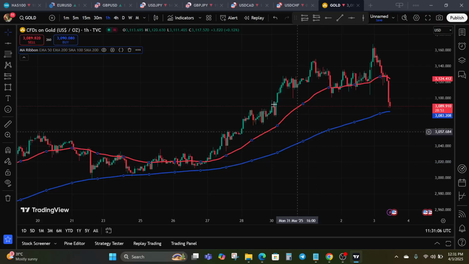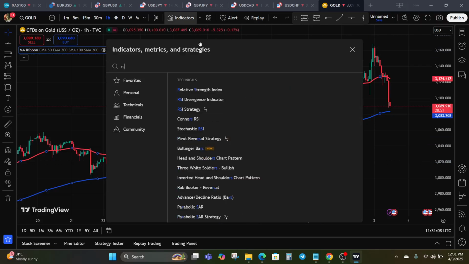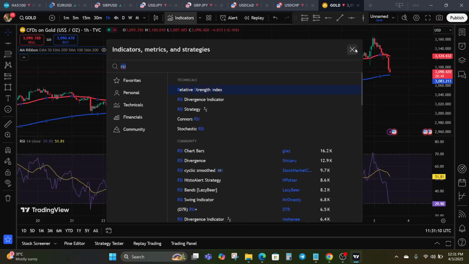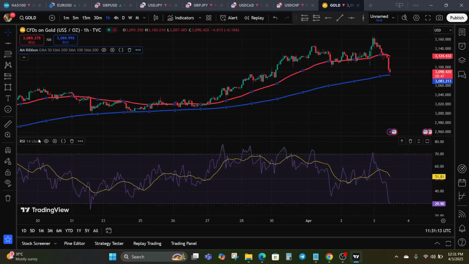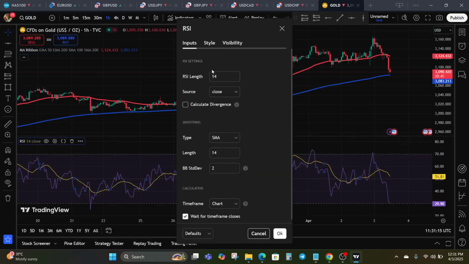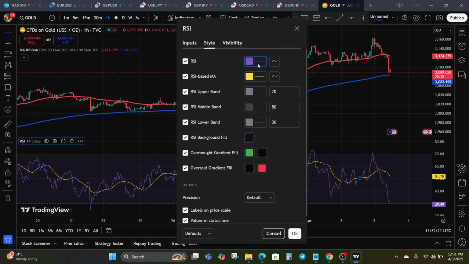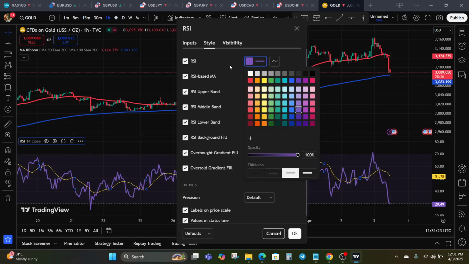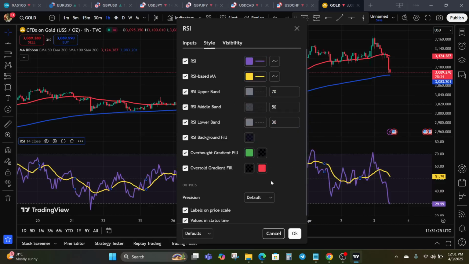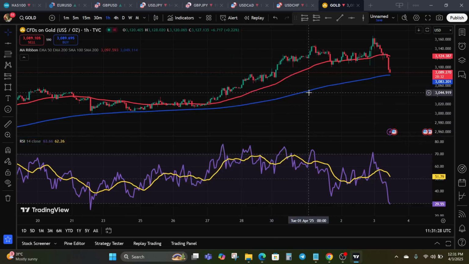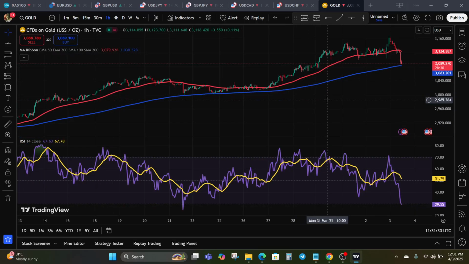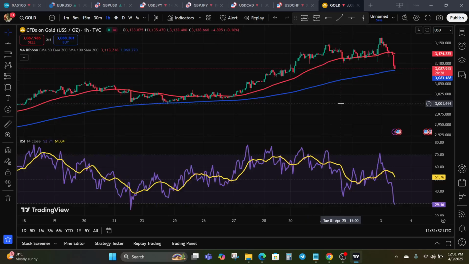All right, and then we're going to add the relative strength index to the chart. We're going to use the default settings, the default period, which is the 14 period. And then, of course, we are going to be using support and resistance levels.